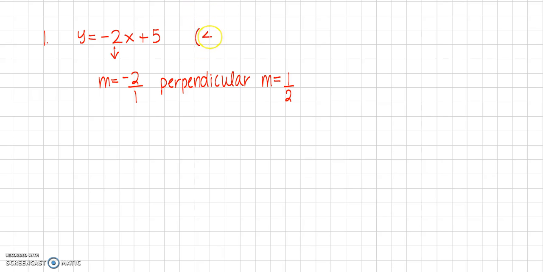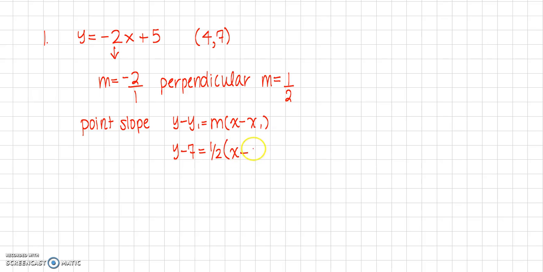In order to write the equation, we have to know another point on the line, and we do have one, 4, 7. So I'm going to use the point slope form, which says y minus y1 equals m times x minus x1. Remember that when you're doing this, the only variables that are going to change are y1, m, and x1. The y and the x have to stay there. So I'm going to have y minus y1, which is 7, equals m, which is 1/2, times x minus x1, which is 4. I'll clean this up a bit.